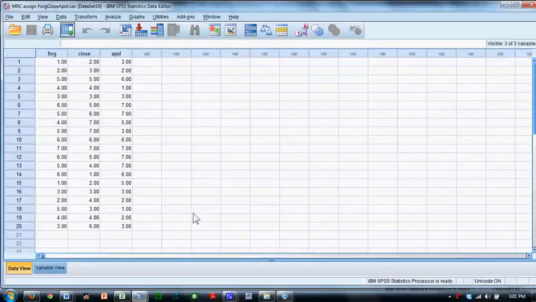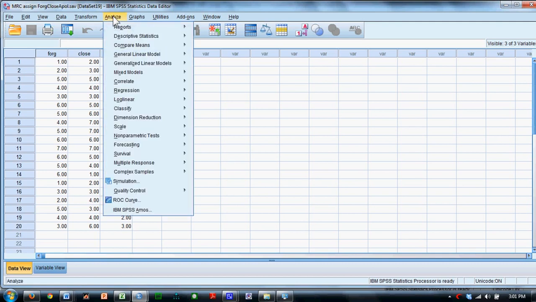So we're going to demonstrate how to conduct a multiple correlation regression in SPSS. We have 20 subjects in this study. They've been measured on forgiveness, relational closeness, and apology. What we'd like to know is the extent to which closeness and apology predict forgiveness.